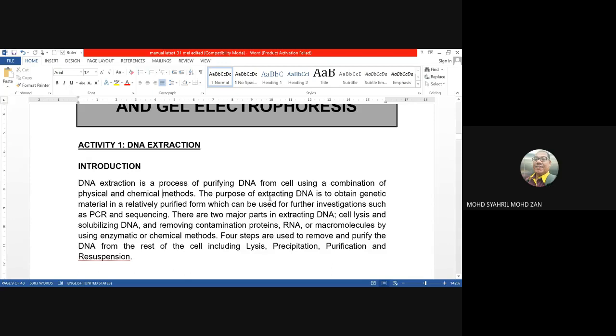So the purpose of extracting DNA is to obtain genetic material in a relatively purified form which can be used for further investigation such as PCR or polymerase chain reaction. Okay, and sequencing. Okay, you get the sequence from the genetic genes.